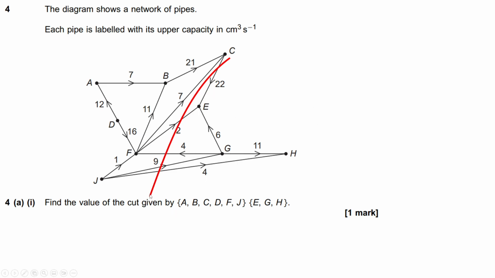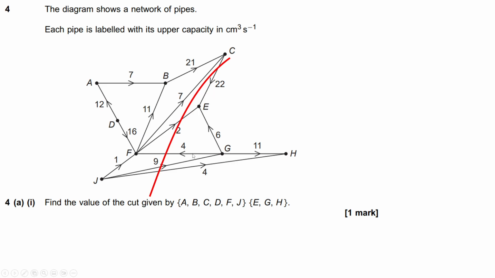Okay, so if we draw this cut, and we've only got A, B, C, D, F, J on the left, so on the source side, and only E, G, H on the sink side. Okay, and we'll just draw a cut that makes this exclusion. Okay, and we just want to count what goes from the source to the sink. Well, we've got a 4 from source to sink. We've got a 9 from source to sink.